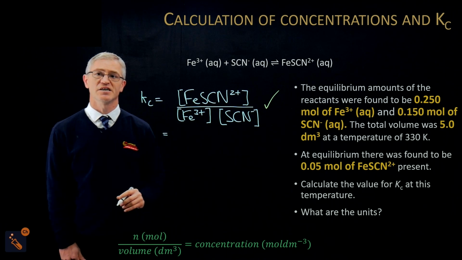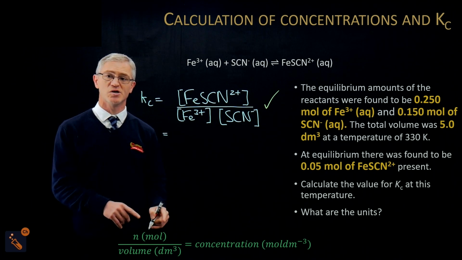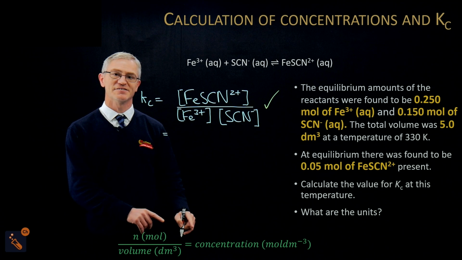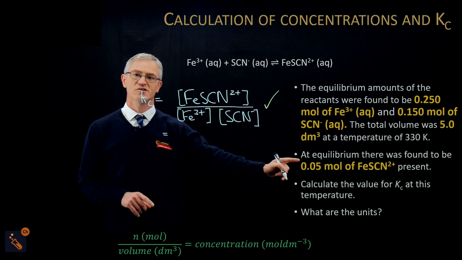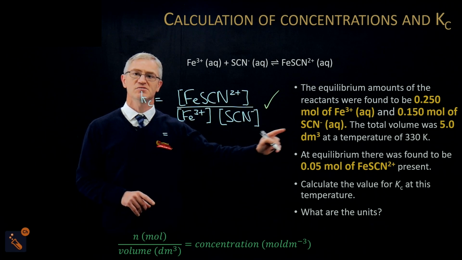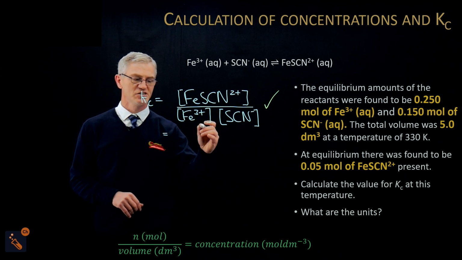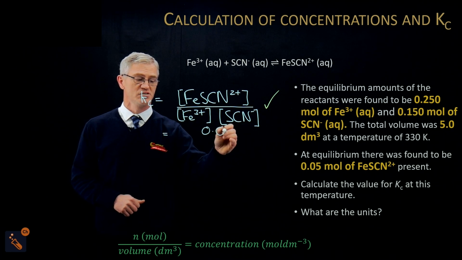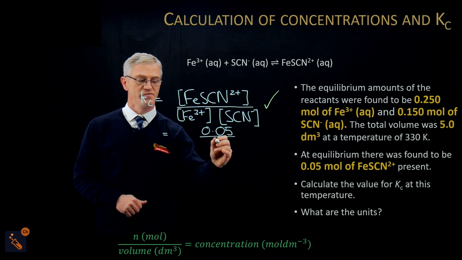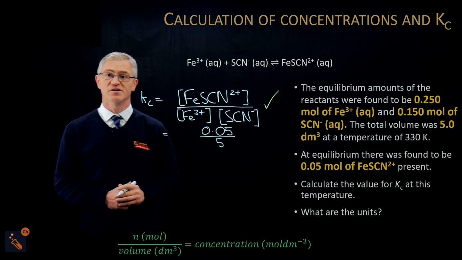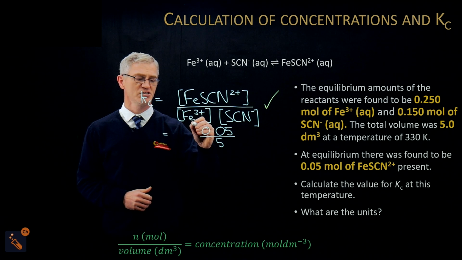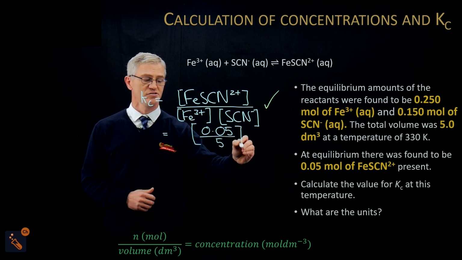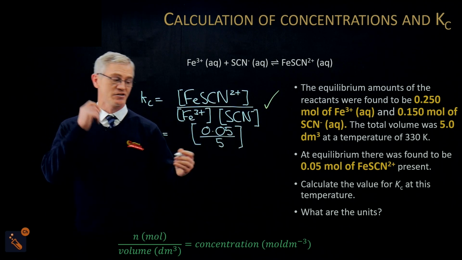We then go here and we start putting in the numbers, and we know moles divided by volume is our concentration. So our product's moles is 0.05, the total volume is 5. So we can do this within the equation. We can just write it out within the equation. So what you can say is 0.05, and that's our moles, divided by our volume, which is 5. And we can just do that calculation. I encourage you to do that calculation in your calculator.